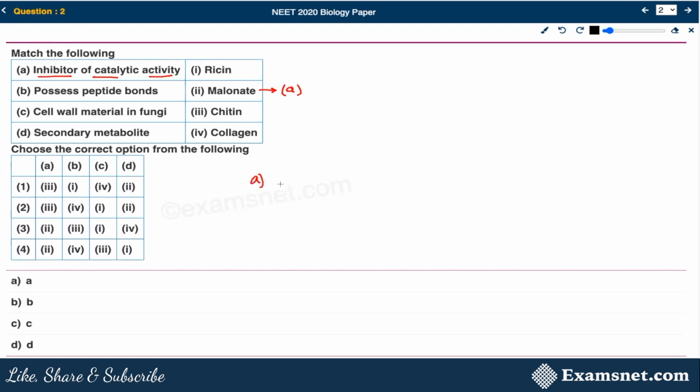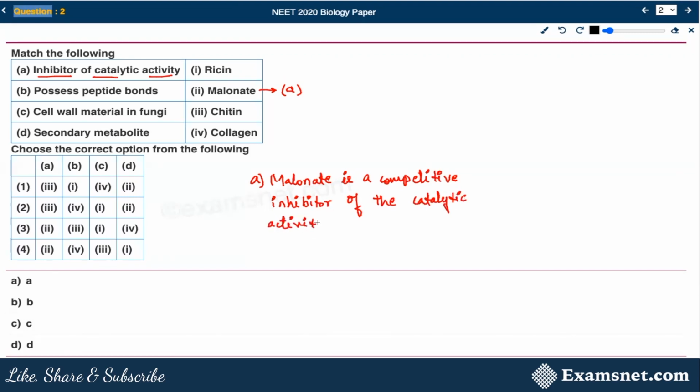So we can just write up that malonate is a competitive inhibitor of the catalytic activity of a very, very important enzyme, and that is succinate dehydrogenase or succinic dehydrogenase, you can say.